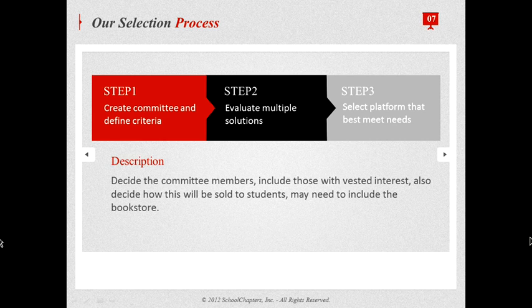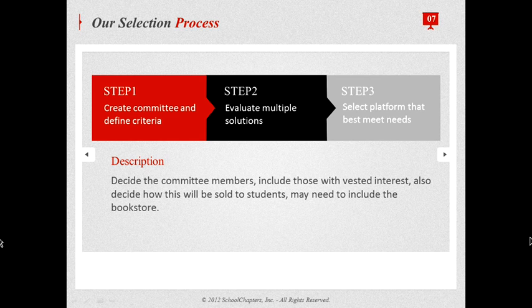One hint I'd like to give everybody out there is to make sure that people on your selection committee do have a vested interest. Think about how you're going to sell this product to the students. You may need to include the bookstore. That's our vehicle for selling the access to School Chapters. And I will talk about that in a later slide.